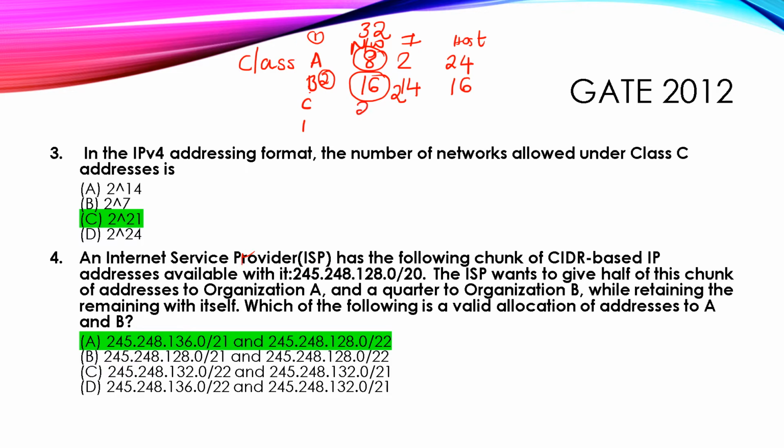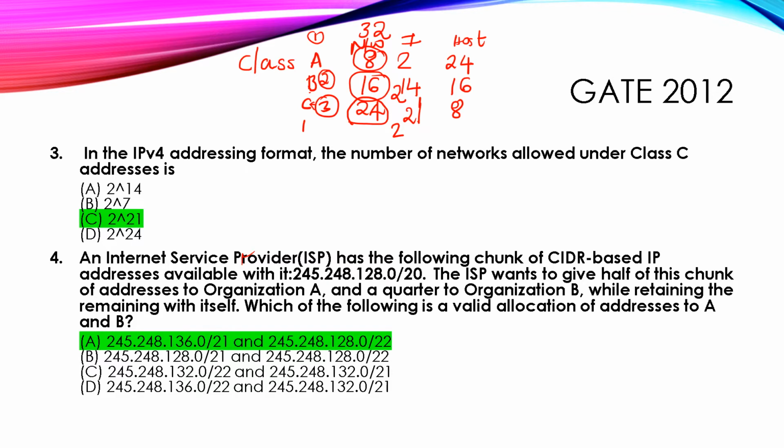And in class C, 24 bits for network ID and 8 for host, so that out of this 24, 3 bits will be used to identify class C, and the remaining 21 bits are there. With that, 2 raised to 21 networks are possible. So the answer is option C.